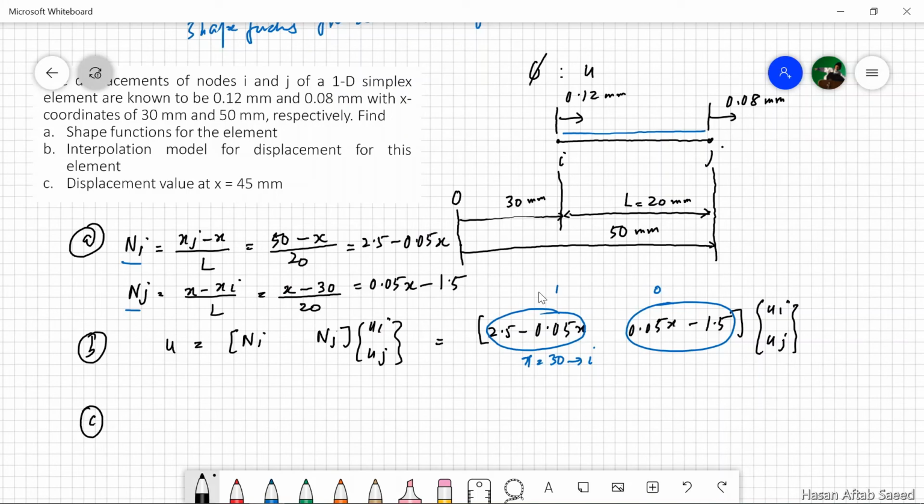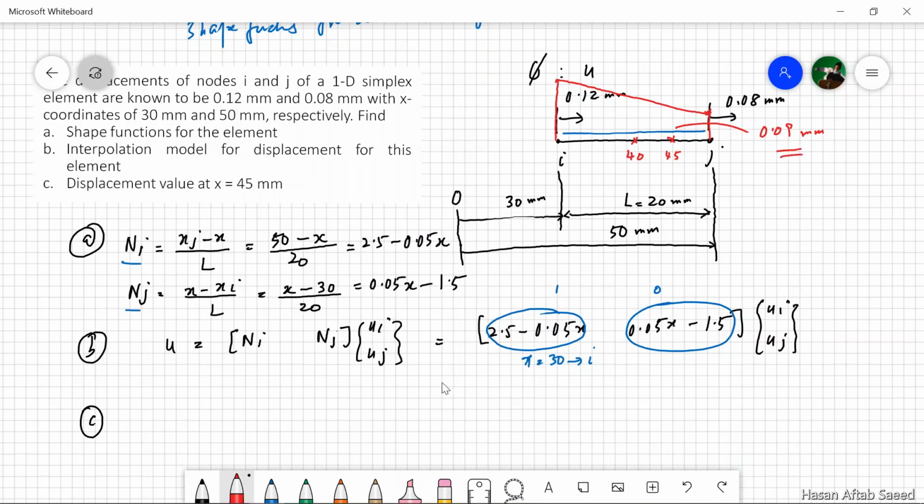Part C, he wants us to calculate the displacement value at x equal to 45. It's a simple matter of putting x equal to 45 in the above expression. Now, before we do that, let's see what we should expect. What about the midpoint here? The coordinate would be 40, and because of the linear displacement function, it is very easy to see that the displacement here should be 0.1 millimeter. And what about the midpoint between 40 and 50? This is 45. So you're talking about an average of 0.1 and 0.08. So it should be 0.09 millimeter, because recall that this is a linear function we are talking about. Whatever the value here and whatever the value here, you are basically connecting them with a straight line.